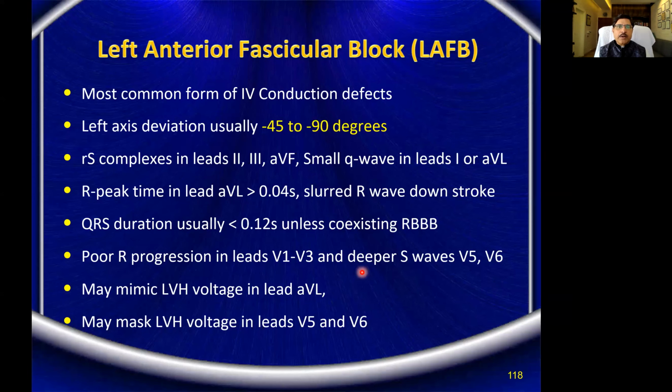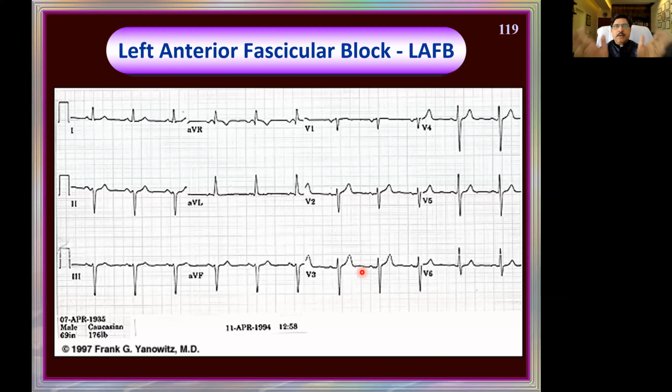So again, coming back to anterior fascicular block, most common conduction defect, and looking at this ECG, anybody would pass it as normal unless they look at the left axis. How do I pick it up? Every ECG which shows the left axis, unless there is a left ventricular hypertrophy or left bundle branch block, is an anterior fascicular block. There is no LVH, there is no left bundle branch block here. So this left axis has to be explained by the anterior fascicular block, or there must be another cause of left axis in this particular case.